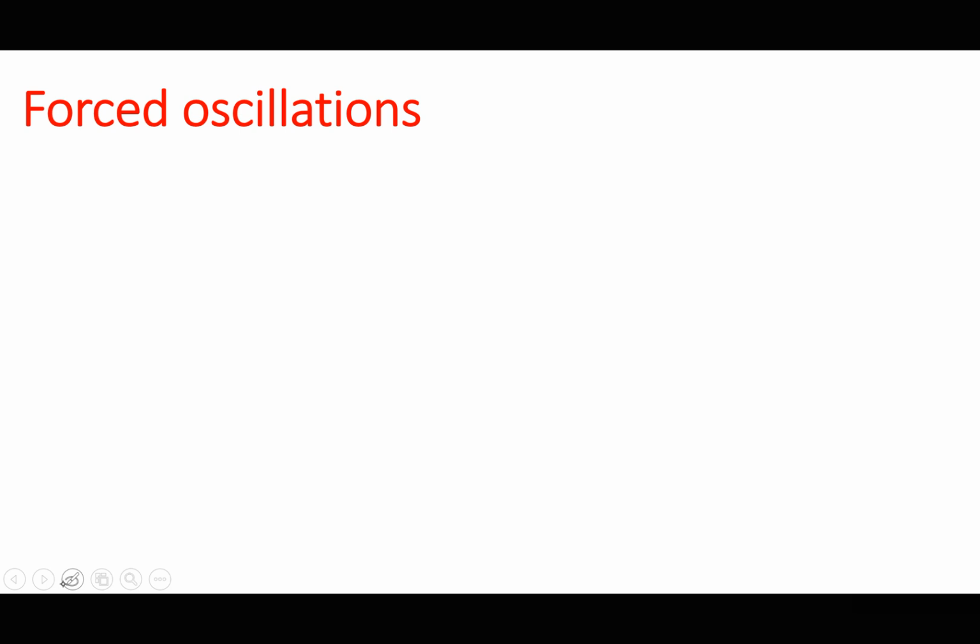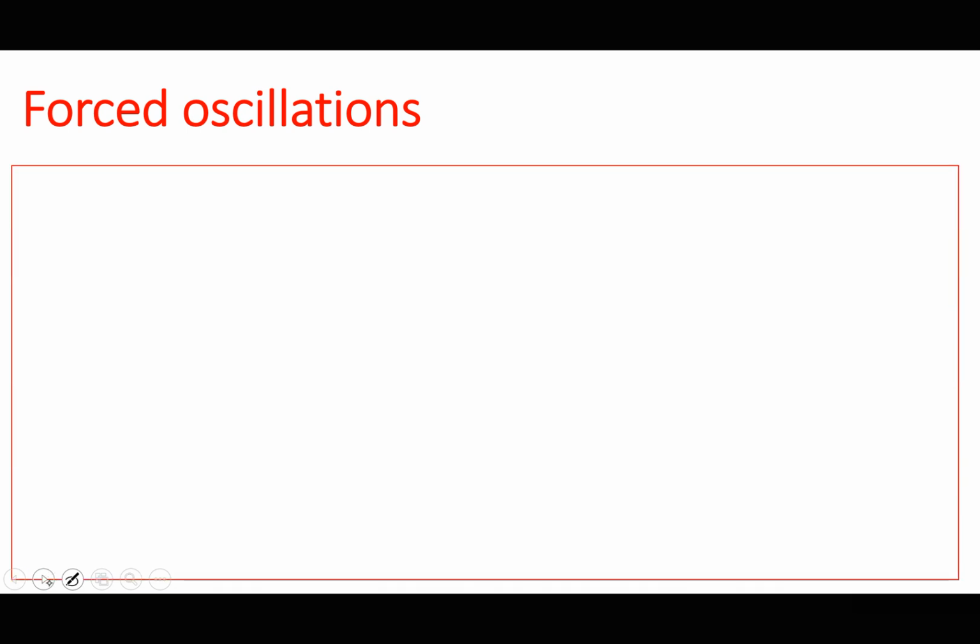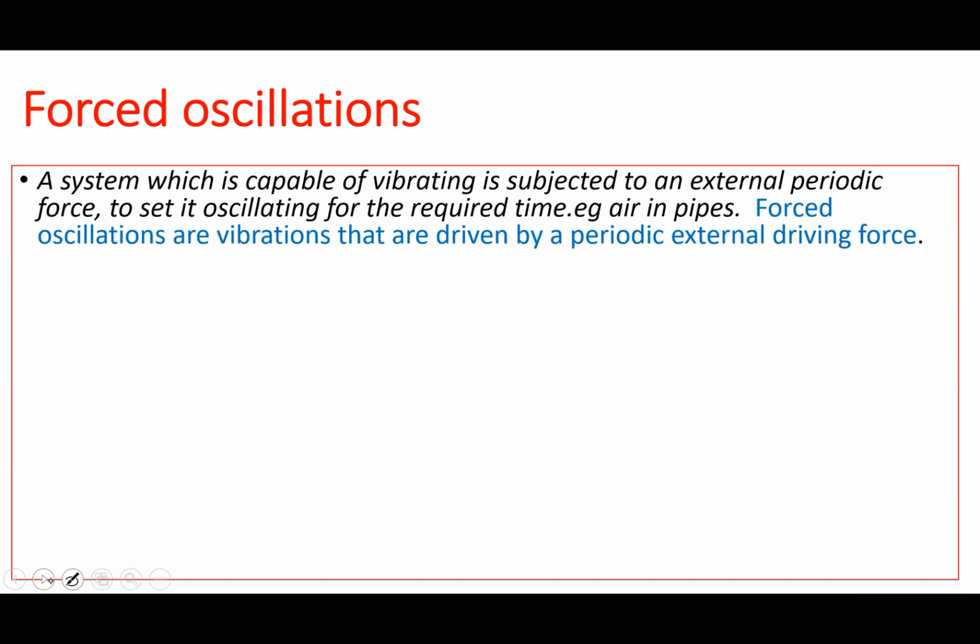So, forced oscillations occur where continuous input of energy is done so that the system which is able to vibrate can be made to vibrate for a specific period of time. That is what we are calling forced oscillations. So a system which is capable of vibrating is subject to an external periodic force to set it oscillating for the required time. For example, if you blow air in a pipe, the moment you stop blowing air in a pipe, the sound stops coming out of the pipe.